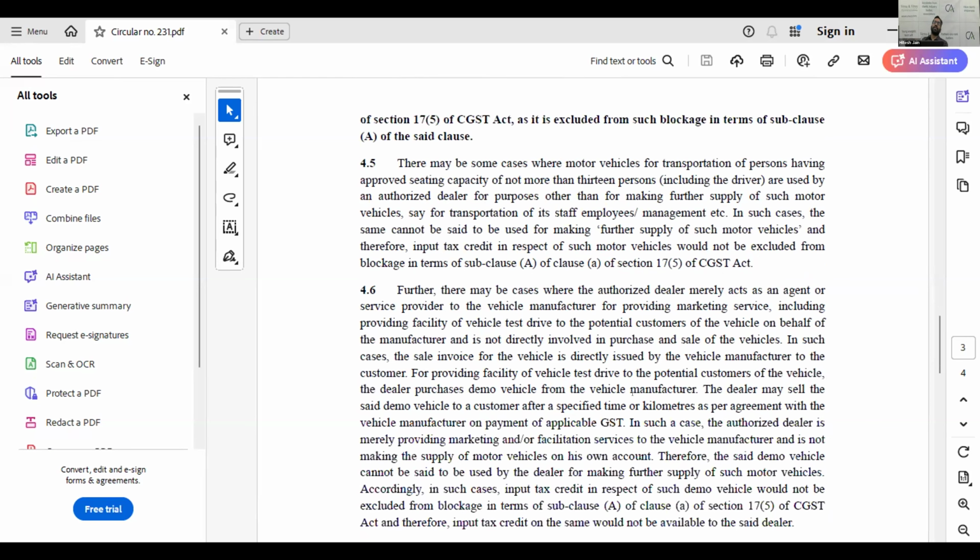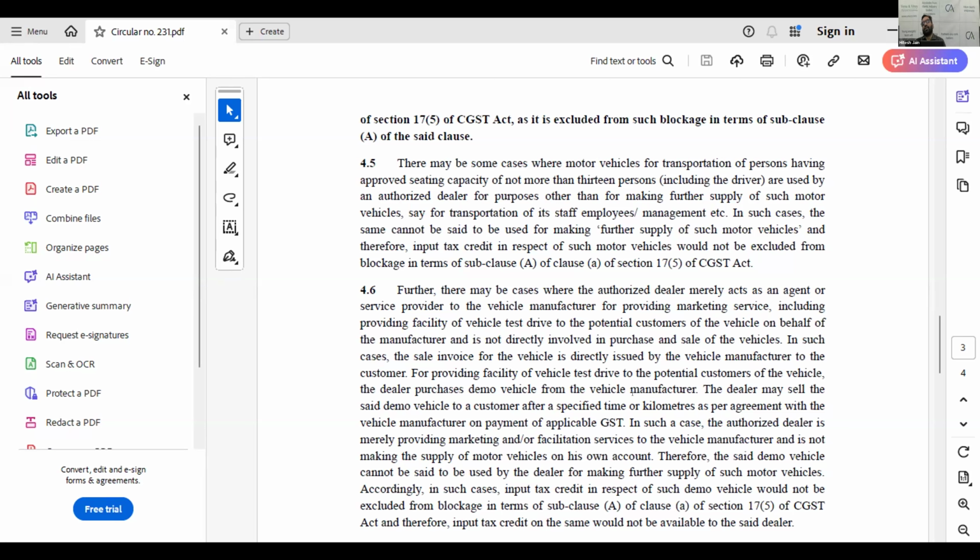Now comes a second scenario. Suppose you have a demo vehicle, but using the demo vehicle, the authorized dealer is actually providing transportation of passenger services to his own employees or the staff who are working there. In such cases, the circular has very clearly clarified that ITC will not be available.